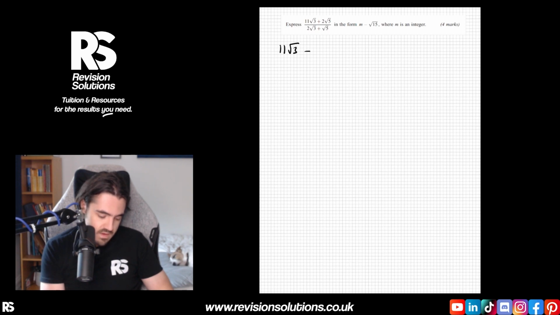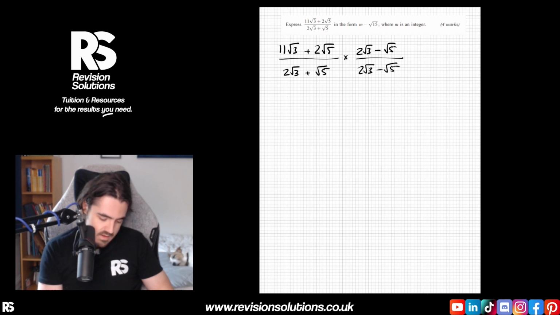So let's start by writing out the fraction again. 11 root 3 plus 2 root 5 over 2 root 3 plus root 5. And I'm going to swap the sign of the root 5. So I'm going to multiply by 2 root 3 minus root 5 on the top and bottom. And if we carry out the multiplication now, so we've got 11 root 3 times 2 root 3. Well, 11 times 2 is 22. Root 3 times root 3 is 3. And 22 times 3 is 66.